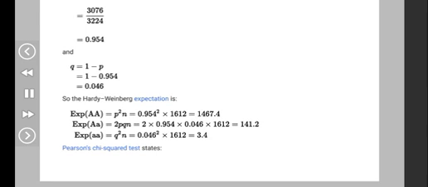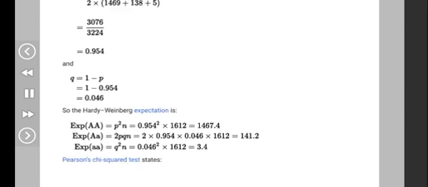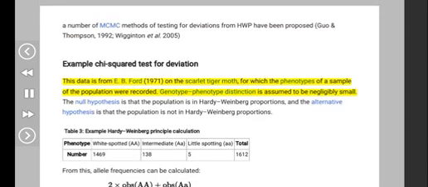2005. Example chi-squared test for deviation. From E.B. Ford, 1971, on the scarlet tiger moth, for which the phenotypes of a sample of the population were recorded. The genotype-phenotype distinction is assumed to be negligibly small. The null hypothesis is that the population is in Hardy-Weinberg proportions, and the alternative hypothesis is that the population is not in Hardy-Weinberg proportions. Table 3.